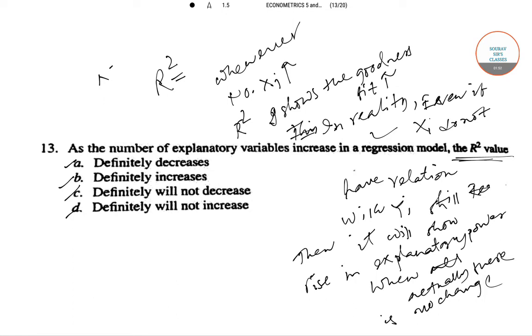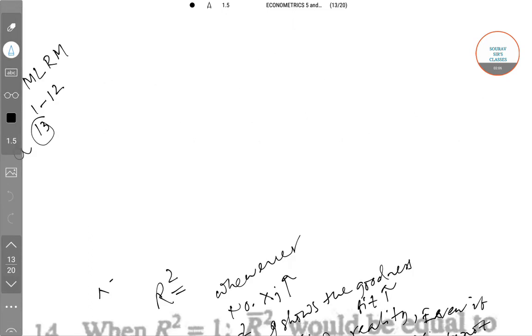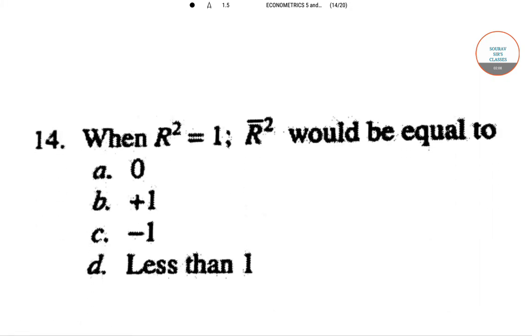So as the number of explanatory variables increases, R square always increases, always decreases, definitely will not decrease, or definitely will not increase. Option C is the correct answer: definitely will not decrease. Moving to the next question: if R square equals 1, R bar square will be equal to what?